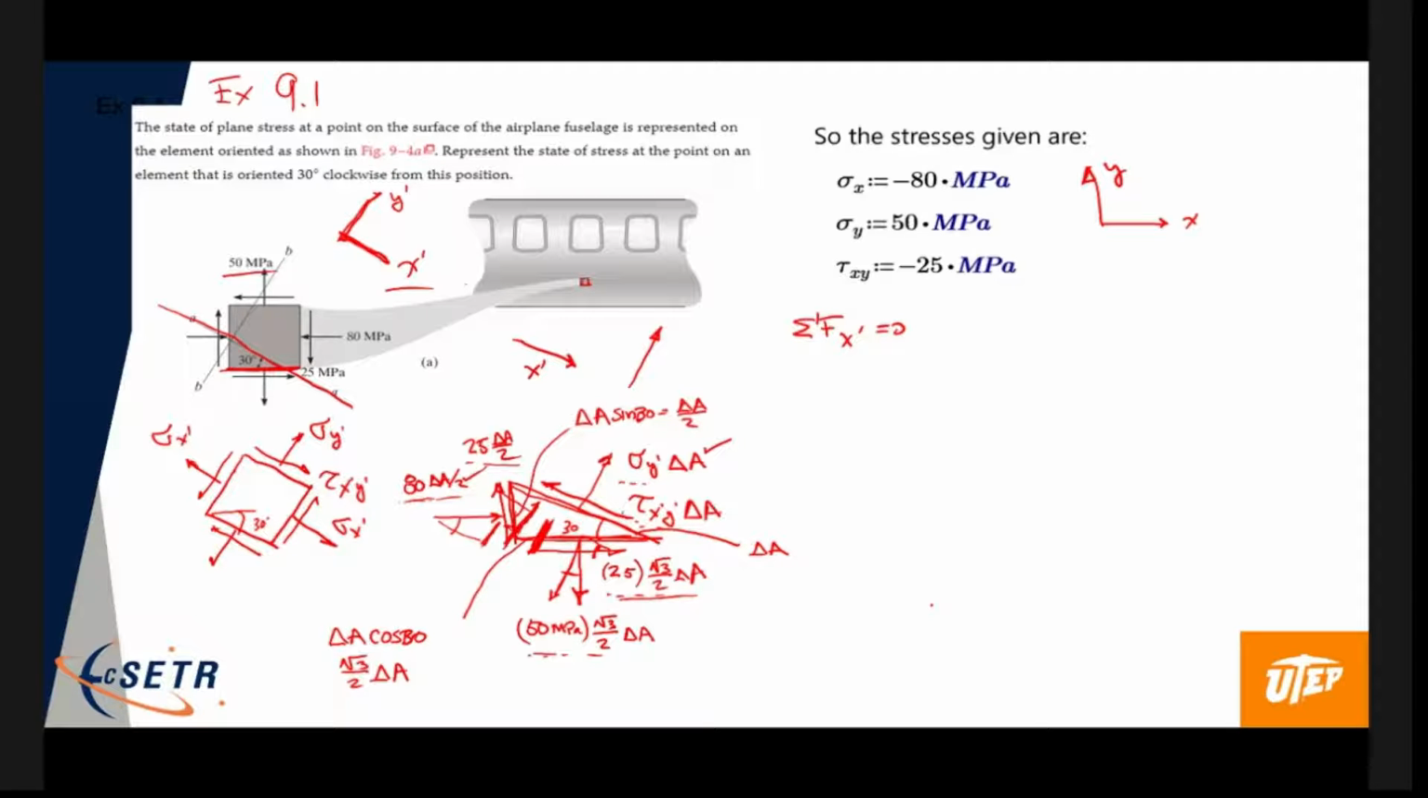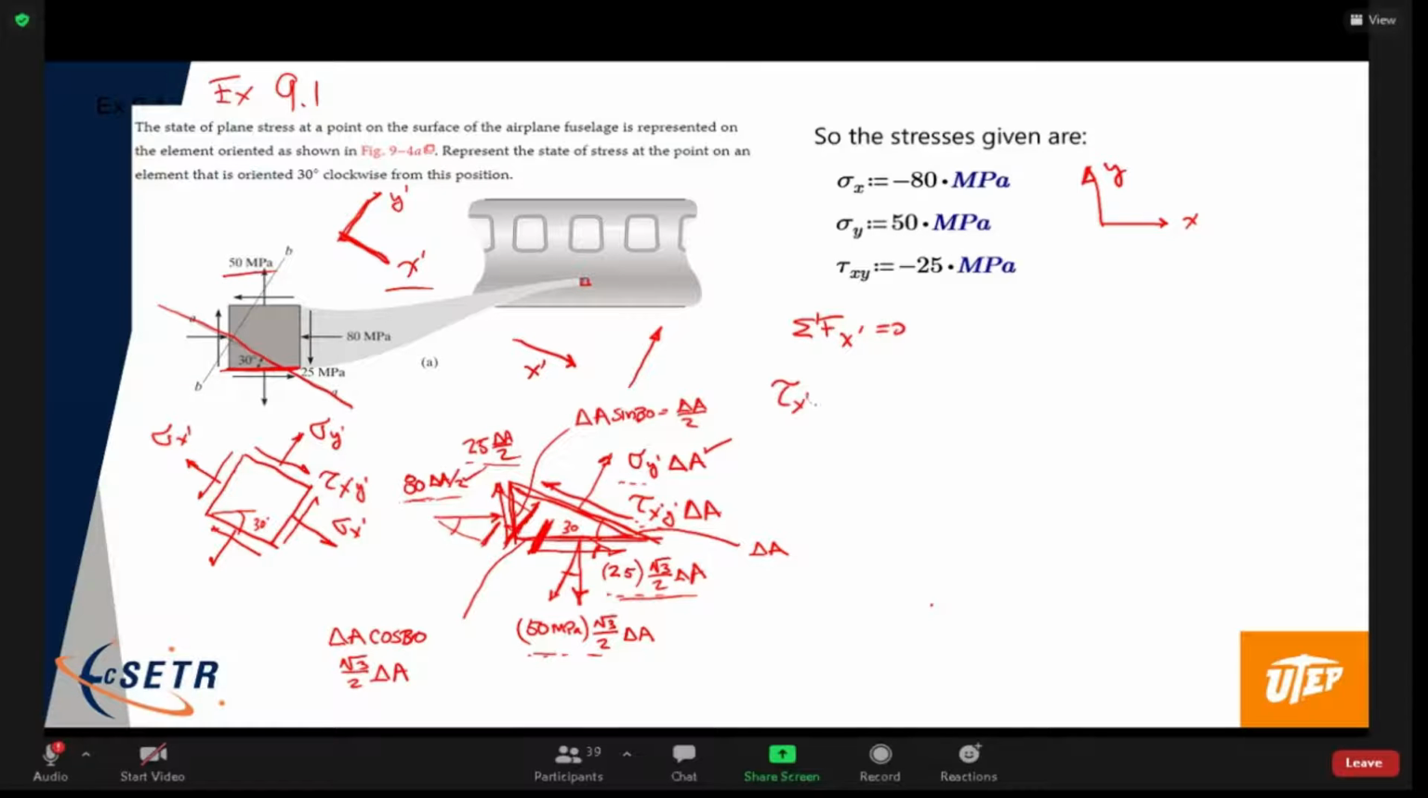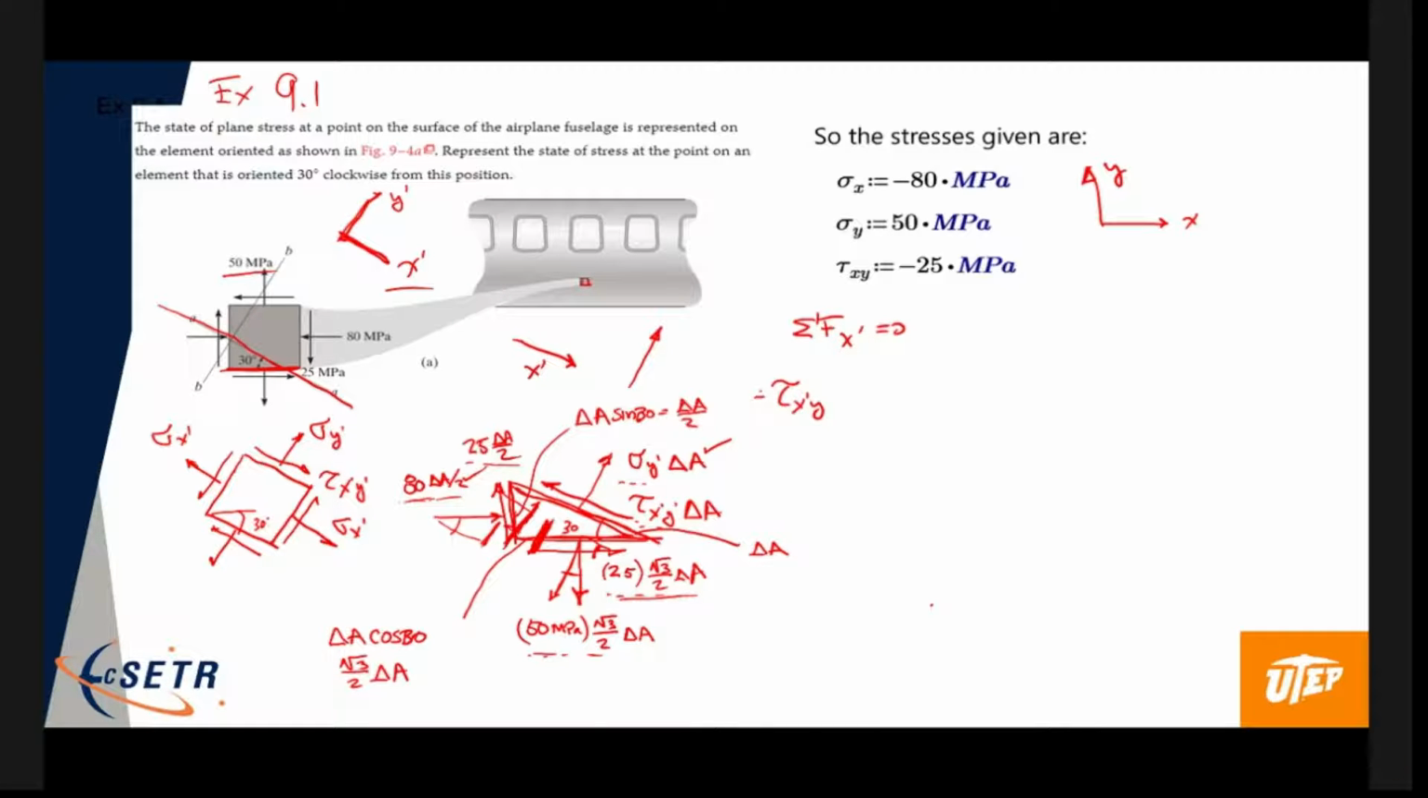On the cut face, obviously the sigma y prime doesn't show up. I get a tau x prime y prime. I'm going to drop the delta A's because it's going to come out of every term. And that goes in the negative direction, so there's a negative there. If we go to this other face, this is why I hate doing this on these little pads, because this is completely illegible.